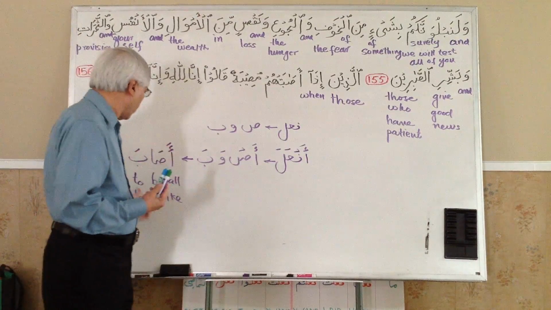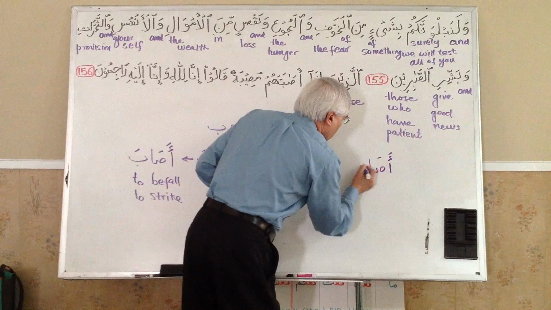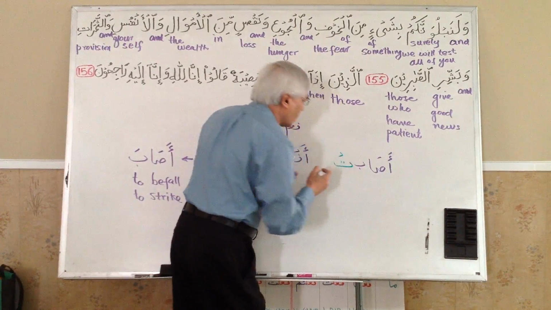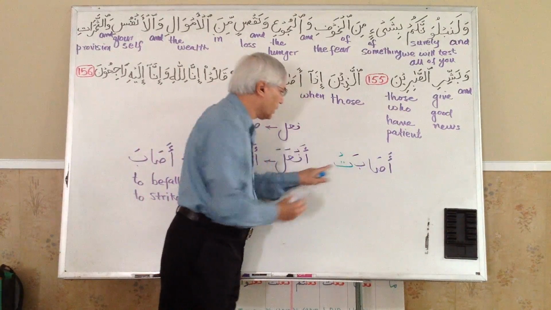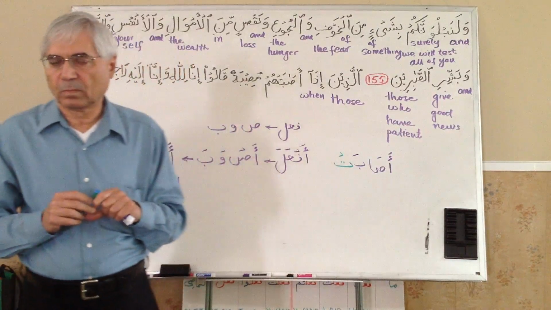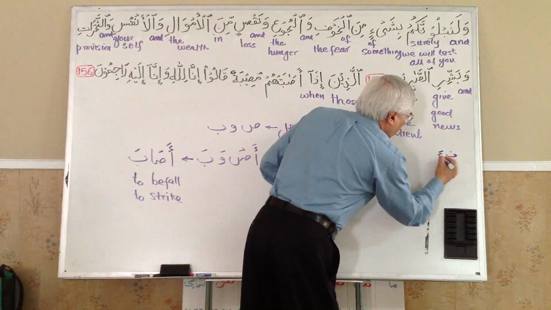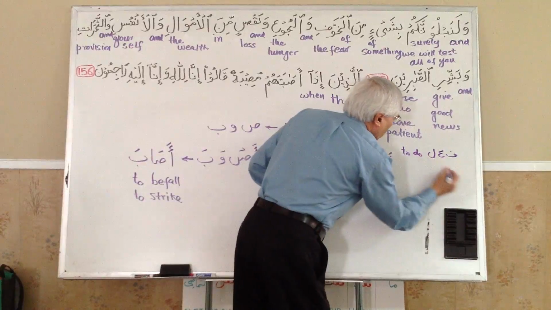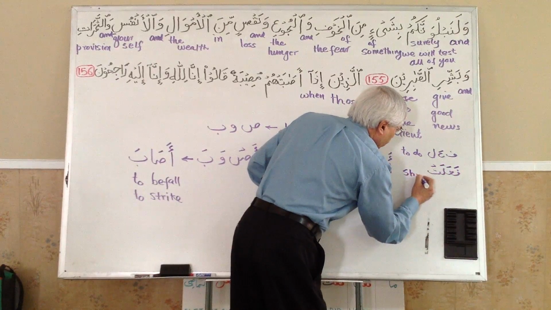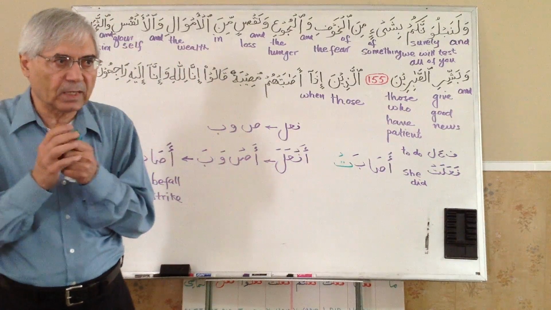Now, if the word is asaba, and I add the letter ta, asabat, this becomes the grammar of a feminine gender. Asabat means she strikes. As an example, when you have fa and ain and lam, this means to do. If you put a ta at the end, fa'alat, this means she did. Third person, feminine gender, and past tense. By putting a ta at the end it becomes the grammar of she did.